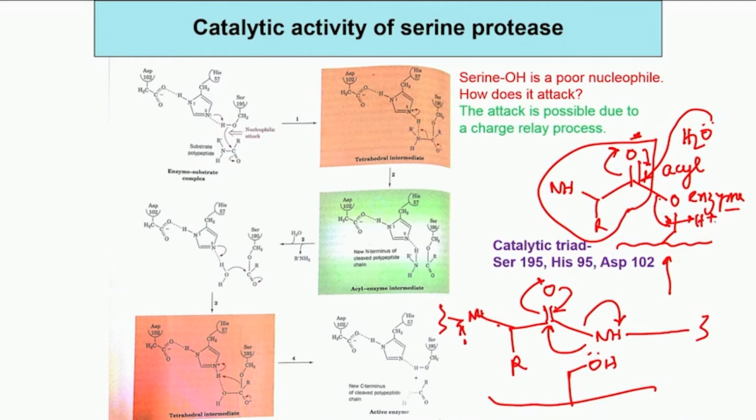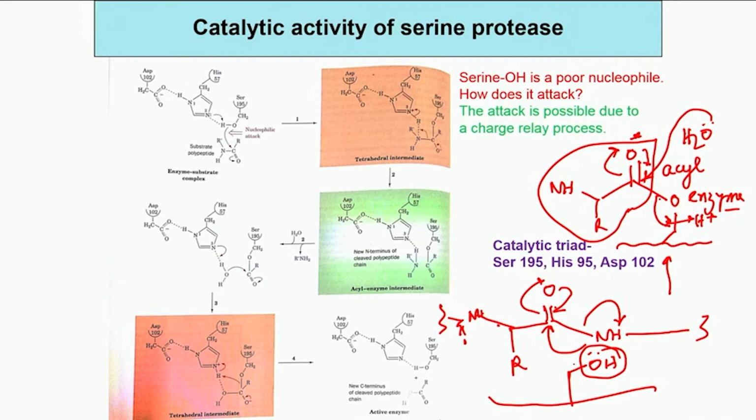However, there is a serious flaw in this, in the sense that this serine hydroxy is just an alcoholic hydroxy group. This alcoholic OH cannot hydrolyze a peptide bond because OH is not sufficiently nucleophilic to attack the carbonyl. So, what happens here?